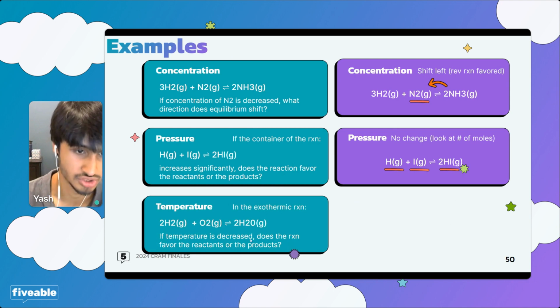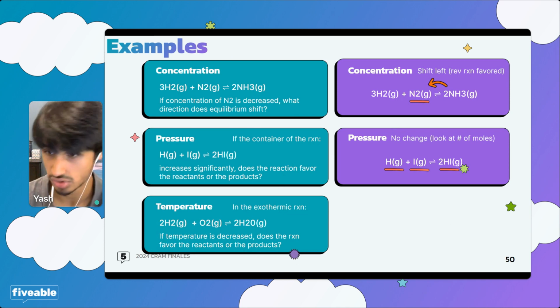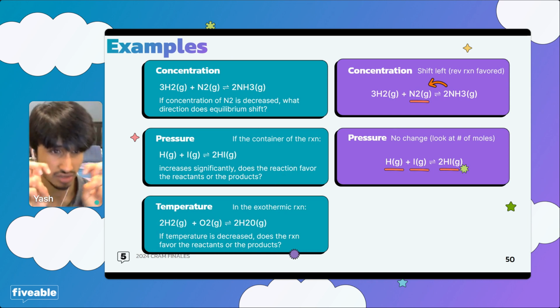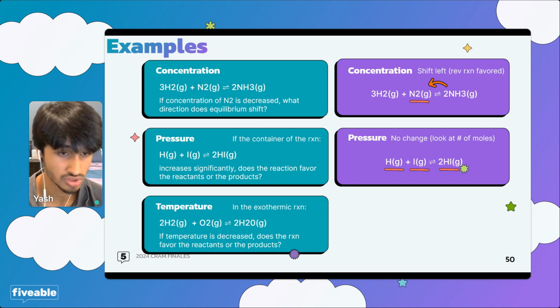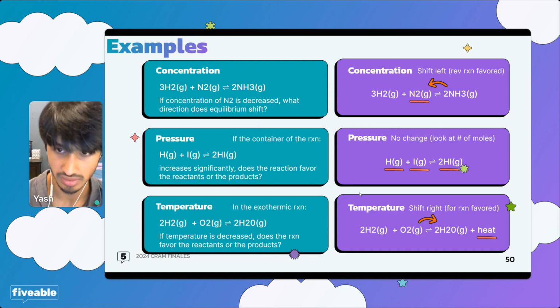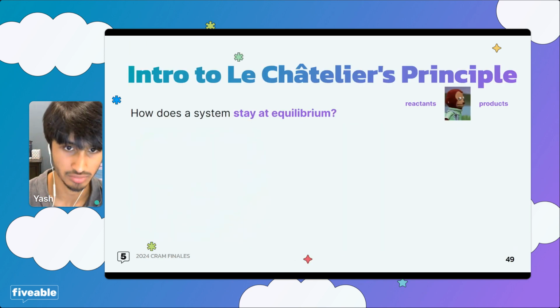Here we have a temperature situation, right? This is an exothermic reaction. That means you can think of heat as sort of a pseudo product, right? Heat is produced, so if we decrease the temperature, we're quote unquote decreasing a product. In that case, we'll see the reaction shift towards the product side, favoring products, because you want to produce that heat, right? And here's a more complicated example.